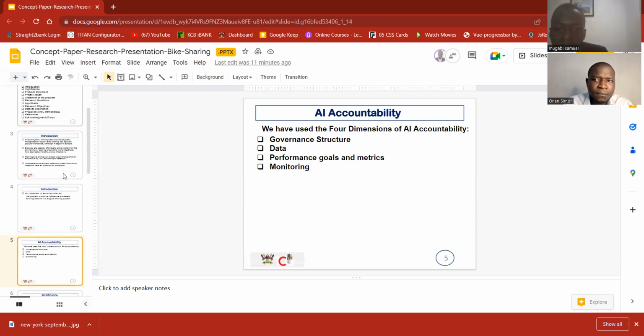For AI accountability, we divided it into 4 dimensions. Governance structure: Mugabi Samuel and Onen Simon are solely responsible for anything that might arise in this machine learning model. Any issue that comes up, we are solely responsible.